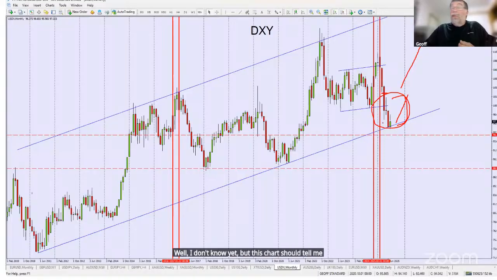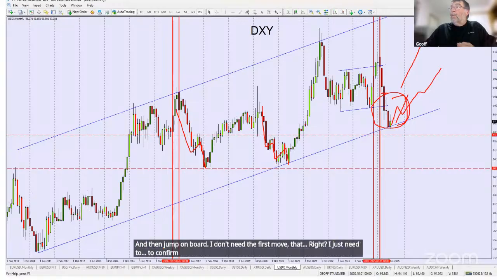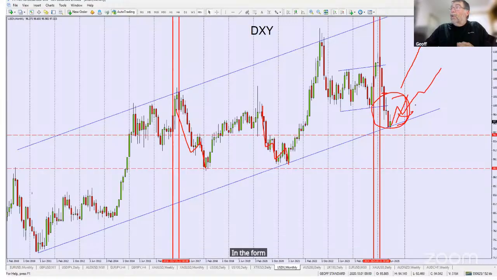How so? Well, if it's going that way, it should start going that way and then go into trend, similar to what it does here and here. So all I need to do is wait for that to occur and then jump on board. I don't need the first move of that, right? I just need to confirm that the market is going up. That for me comes in the form of a higher low.